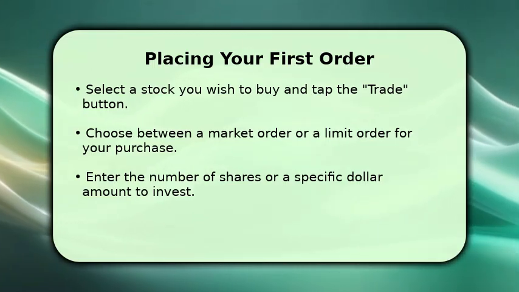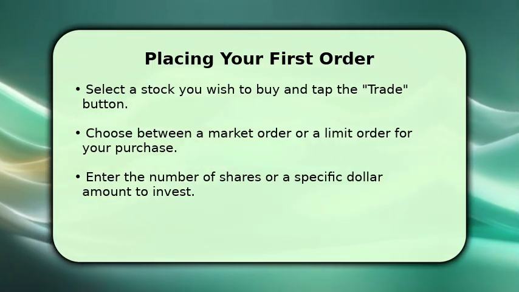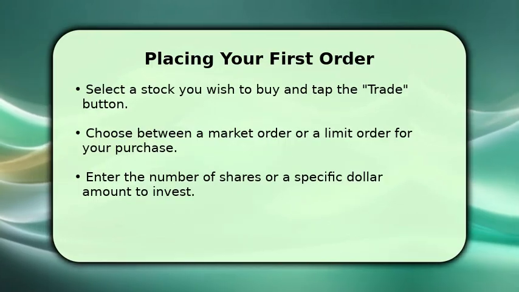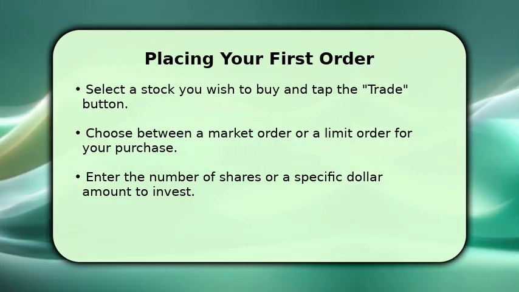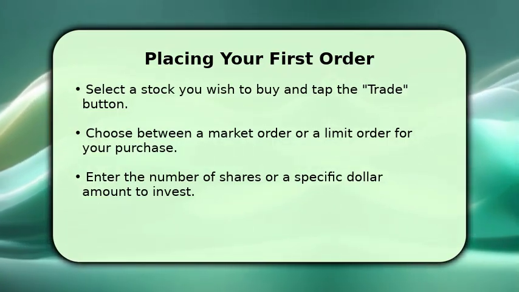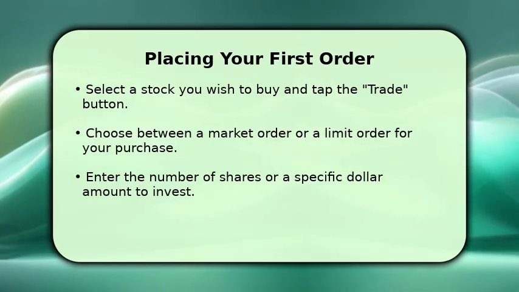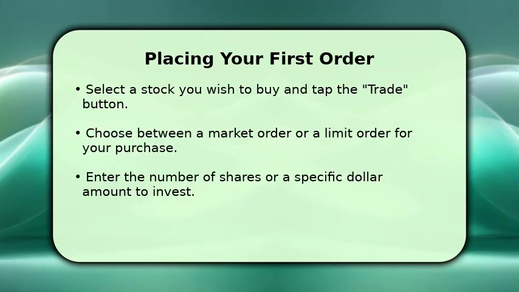A market order executes immediately at the current price, while a limit order lets you set a specific price. Decide how many shares you want to purchase or specify a dollar amount you wish to invest. This flexibility helps you manage your investment strategy.